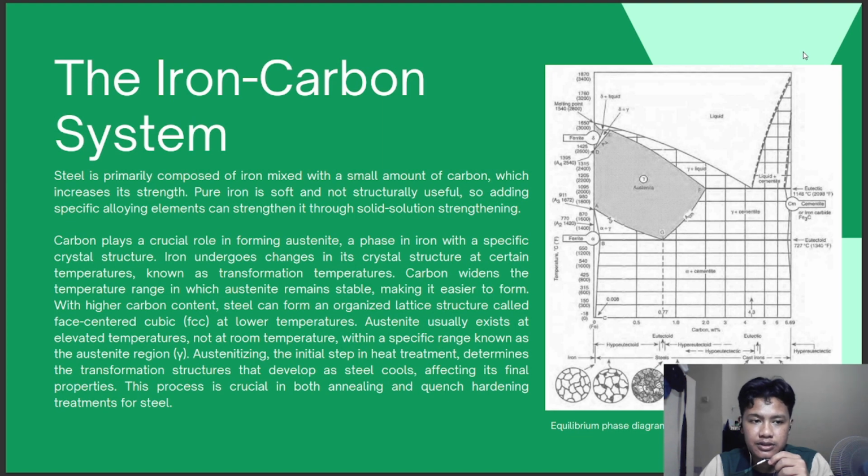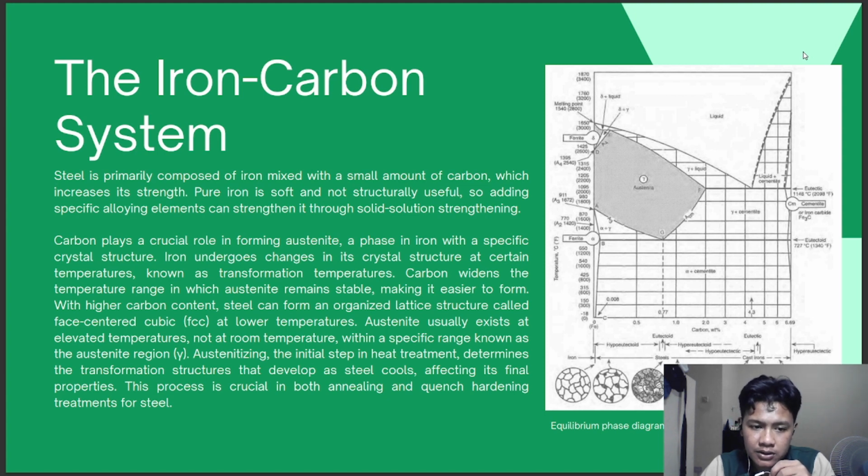Okay, the iron-carbon system. Steel is primarily composed of iron mixed with a small amount of carbon, which increases its strength. Pure iron is soft and not structurally useful, so adding specific alloying elements can strengthen it through solid solution strengthening. Carbon plays a crucial role in forming austenite, a phase in iron with a specific crystal structure. Iron undergoes change in its crystal structure at certain temperatures, known as transformation temperatures. Carbon widens the temperature range in which austenite remains stable, making it easier to form.